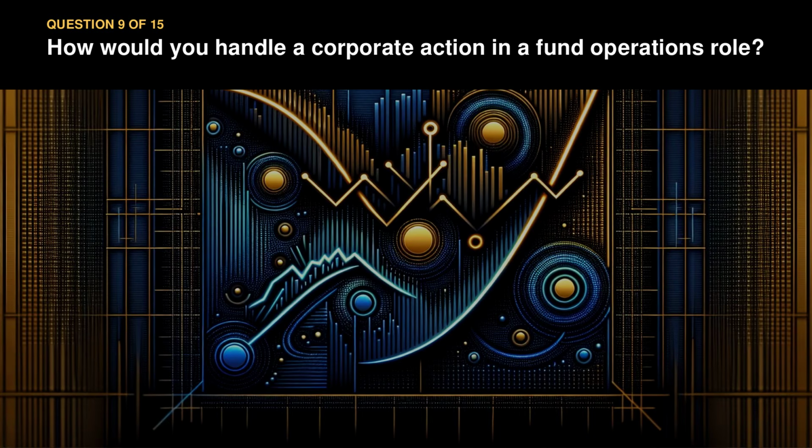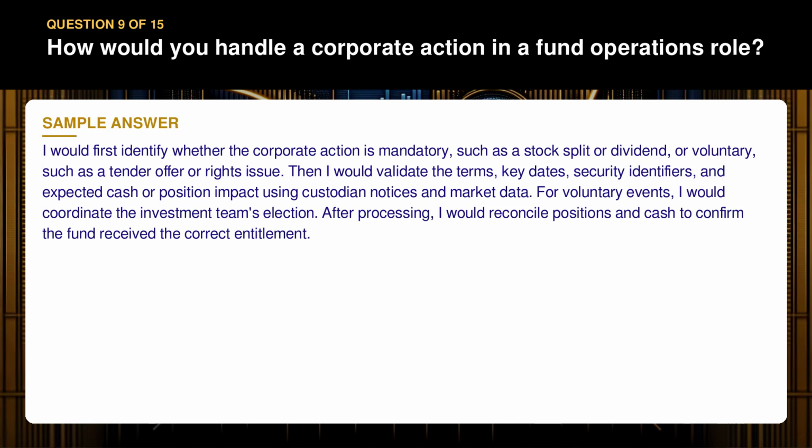Question 9. How would you handle a corporate action in a fund operations role? I would first identify whether the corporate action is mandatory, such as a stock split or dividend, or voluntary, such as a tender offer or rights issue. Then I would validate the terms, key dates, security identifiers, and expected cash or position impact using custodian notices and market data. For voluntary events, I would coordinate the investment team's election. After processing, I would reconcile positions and cash to confirm the fund received the correct entitlement.